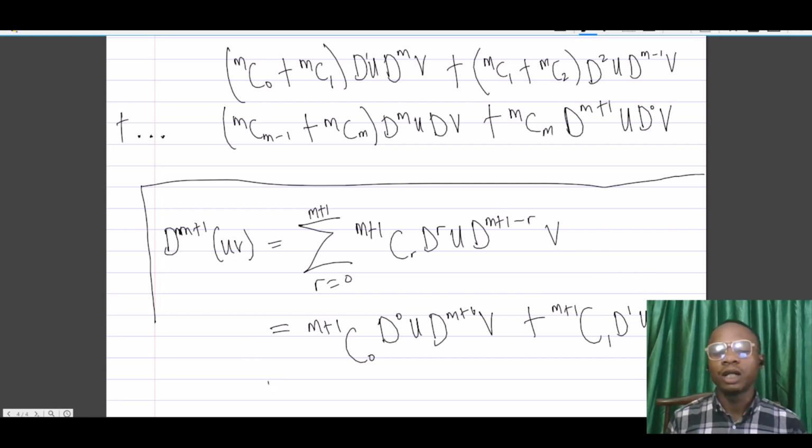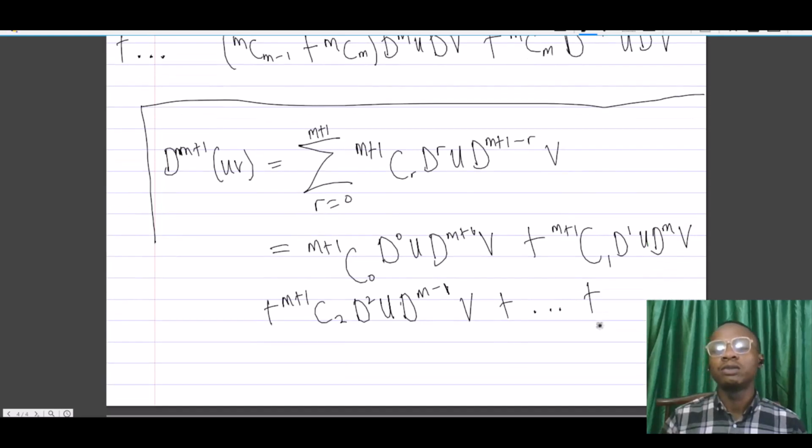And then if we go ahead, the third term will be (m+1) combination 2. R is 2 for this case, and this will be d to power 2 u. And then this will be (m+1) minus 2, that will be (m minus 1) v. And then it's going to move on like that. Plus, when we get to the final stage, we know the final one is when we have r to be m+1. So before the final one, r will be equal to m.